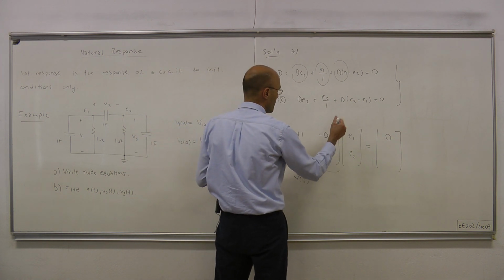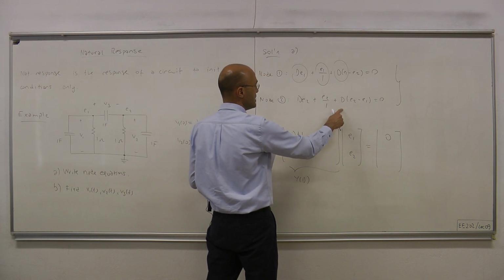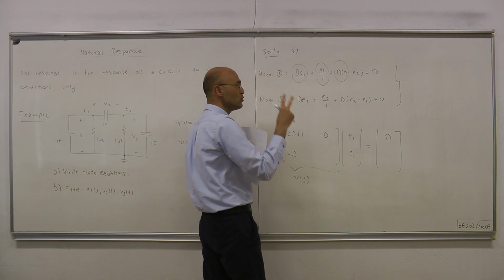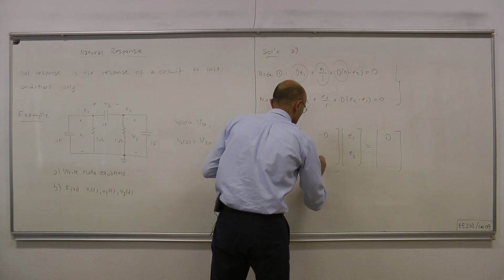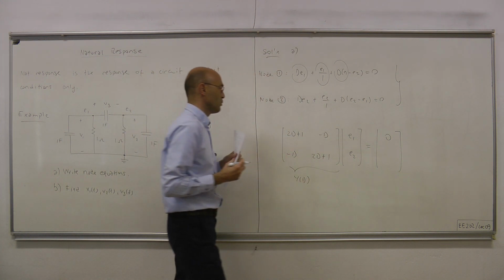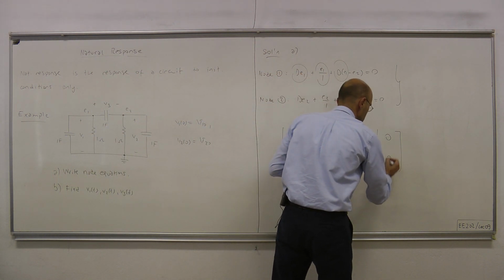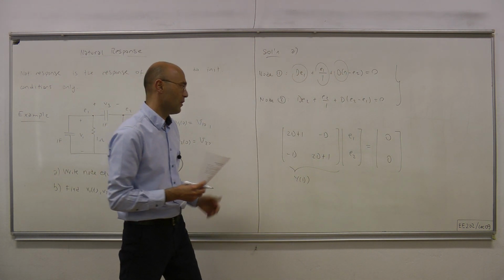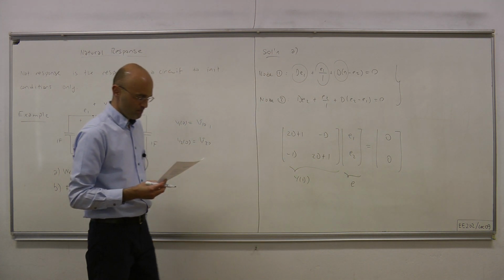For E1, we have minus d here. For E2, we have d here, that makes 2d, and unity E2 here. So we can write 2d plus 1 E2. What remains, we throw to the other side. Nothing remains, meaning right-hand side equals 0. So this is our E node voltage vector.